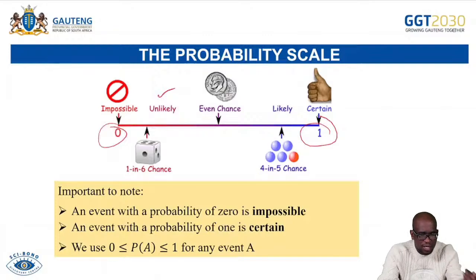All right, but it's very unlikely. It's unlikely that it will rain during winter. It is possible. It is not impossible, okay? But it's very unlikely, all right? And then an even chance: if you are tossing a coin, there is an even chance of getting a head or a tail, all right? It's either you get a head or a tail, so we have even chances.